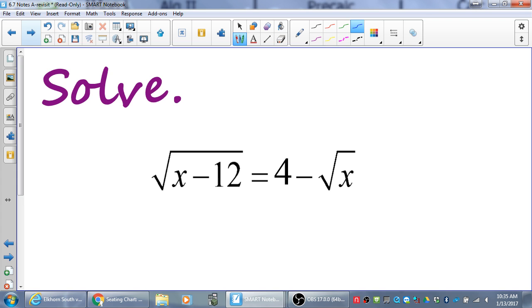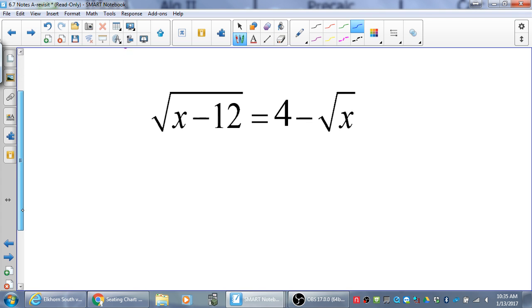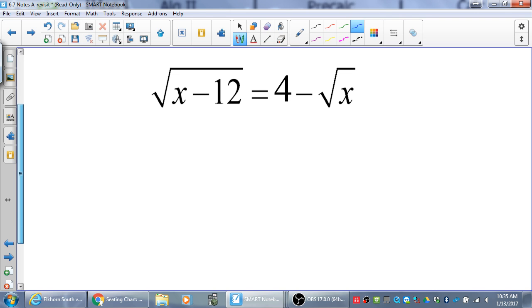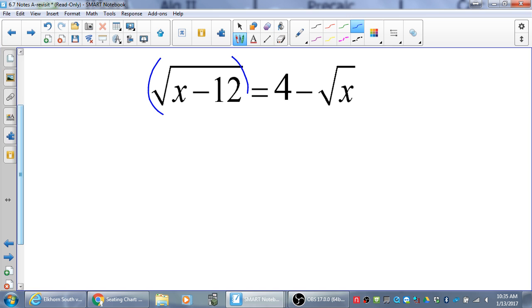Sometimes we have to rearrange, but on this one, there's no really rearranging we can do. We just have to deal with what we have. We already have the radicals on both sides. And that's what we want. We want the radicals on separate sides. We never want the radicals on the same side. If that happens, then it really gets ugly and it's really hard to solve.